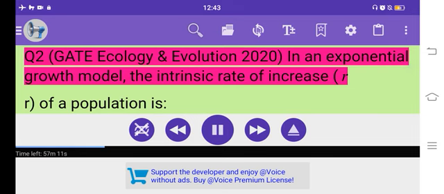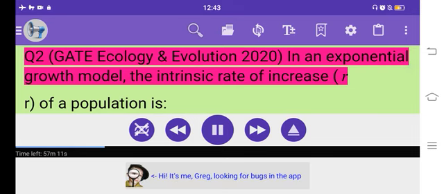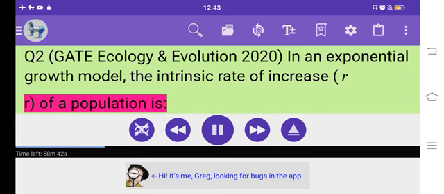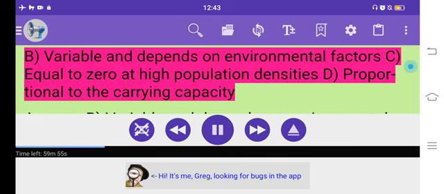Q2. GATE Ecology and Evolution 2020. In an exponential growth model, the intrinsic rate of increase r of a population is: A. Constant. B. Variable and depends on environmental factors. C. Equal to 0 at high population densities. D. Proportional to the carrying capacity.